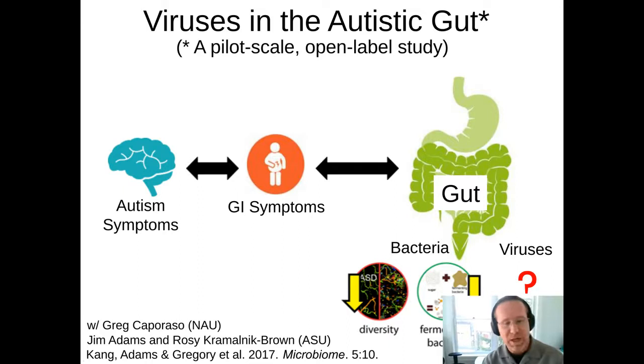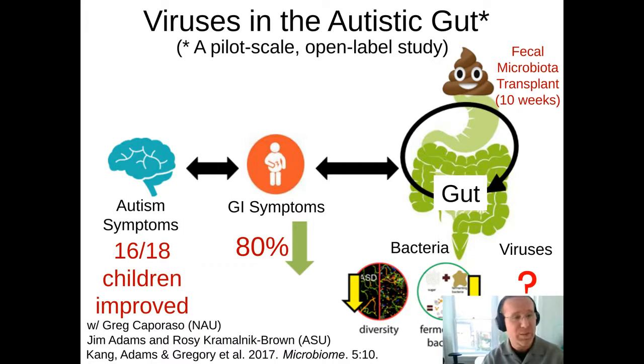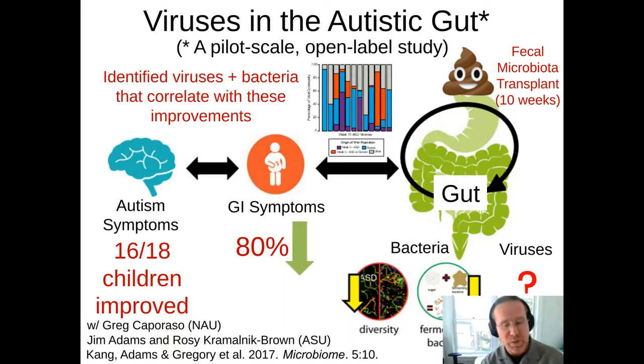And so we collaborated with Greg Caporazzo, Jim Adams, and Rosie Kromalik-Brown to try to understand, in a controlled pilot open label study, so this is a very small study, how FMT, fecal microbiota transplant, in a sustained manner over 10 weeks could impact symptoms. And what we found is that the GI symptoms decreased quite significantly, and the number of children with autistic symptoms in the clinic were behaviorally recategorized as improved. And we now track the virus and the bacteria that correlate with these improvements.